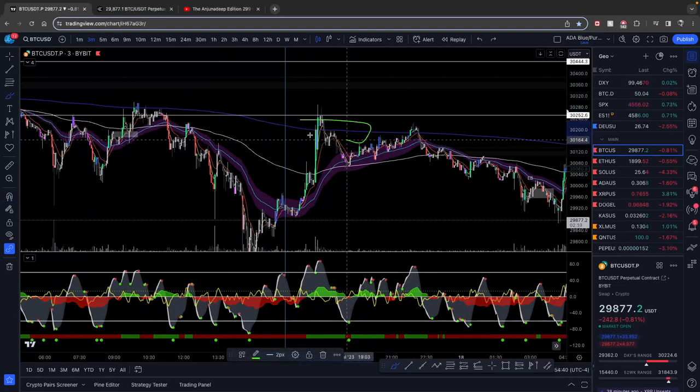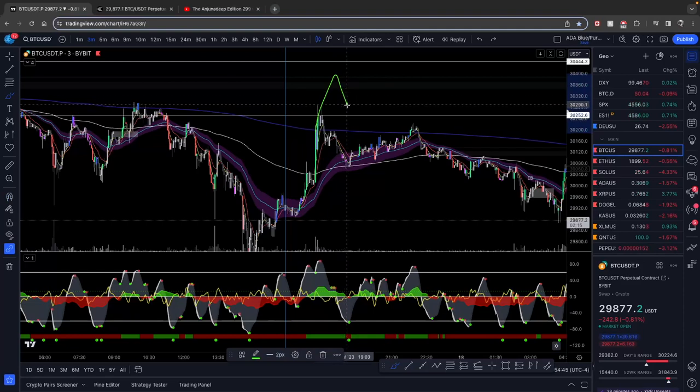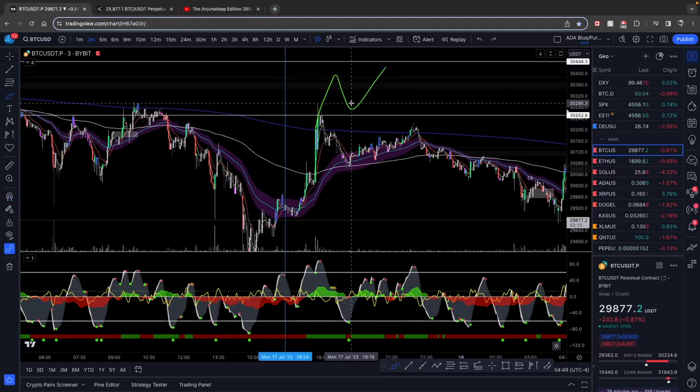Never, ever are you longing here. 0% of the time. You wait for it to break and then you retest. Retail says breakout, retest, whatever. That's not why I'm saying it needs to retest.